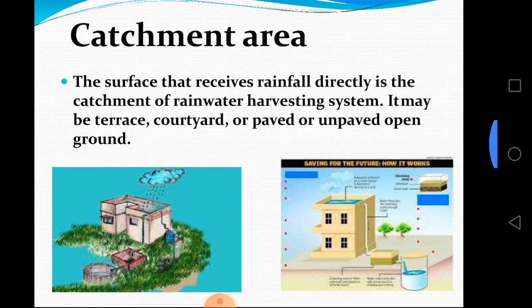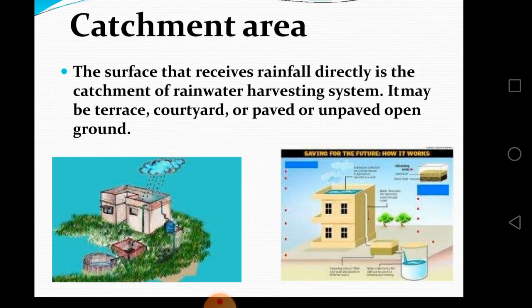The surface that receives rainfall directly is the catchment of the rainwater harvesting system. It may be a terrace or courtyard or paved or unpaved open ground. So this is the surface. Catchment area is the surface from which the total water drains to a place, that is called the catchment area. Where we collect the water, that place is called the catchment of the rainwater harvesting system. It may be a terrace, courtyard or paved or unpaved open ground.